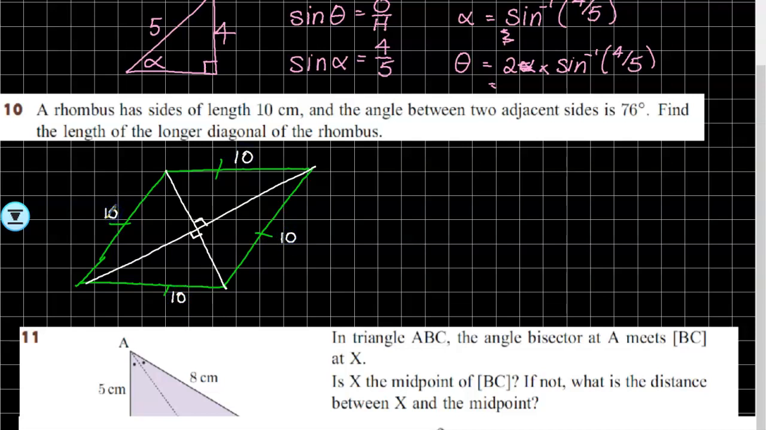You do not have to write all the 10s there, I was just putting it in. And the angle between two adjacent sides is 76. Find the length of the longer diagonal.